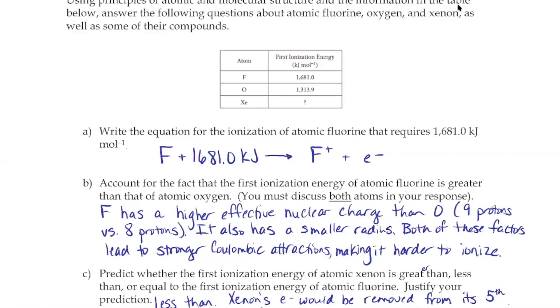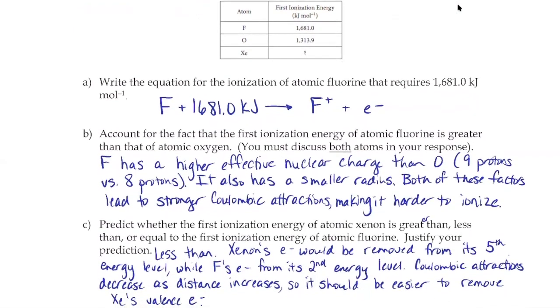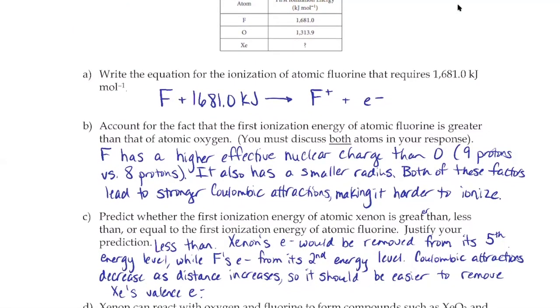Okay. For part B, where it wants you to compare those ionization energies for fluorine and oxygen, you want to make sure that you talk about both atoms in your response. When you're comparing atoms that are in the same energy level, so fluorine and oxygen are both in the second energy level on our periodic tables, any differences of elements that are in the same energy level are going to be due to their differences in effective nuclear charge.